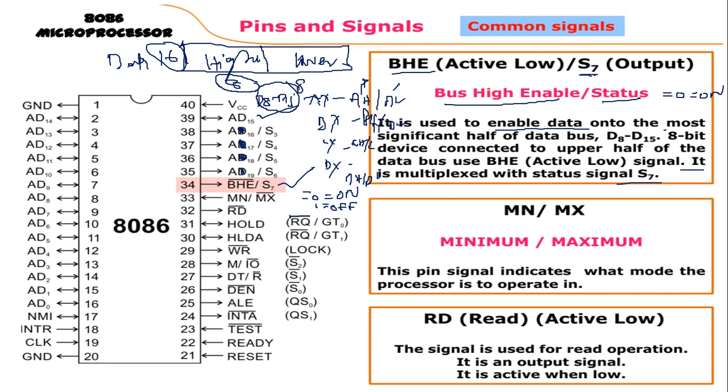As I said, the microprocessor works in two different modes, maximum and minimum. When MN is equal to 1, it will work as a minimum mode. When MN is equal to 0, that is MX bar is equal to 0, it will work as a maximum mode.